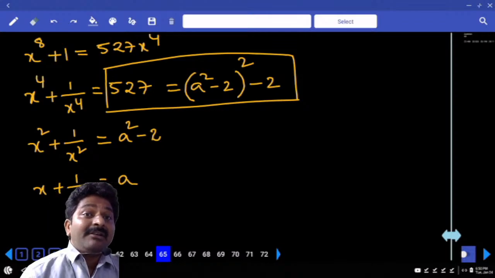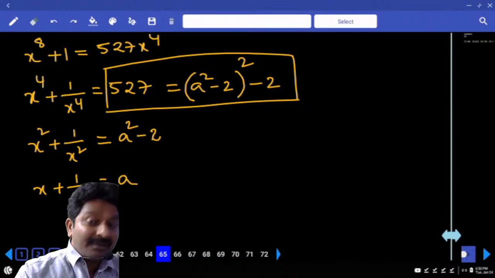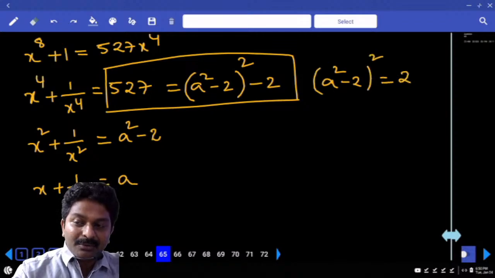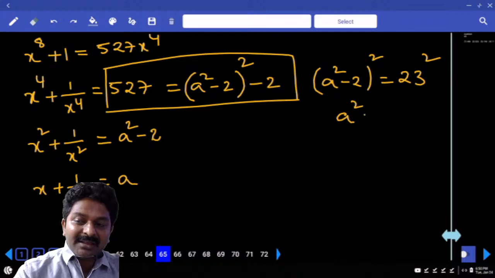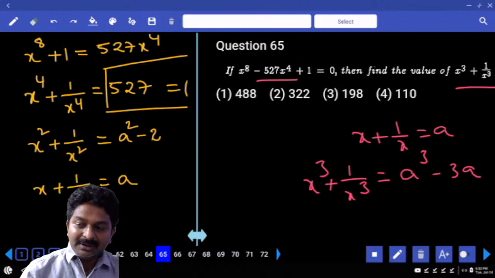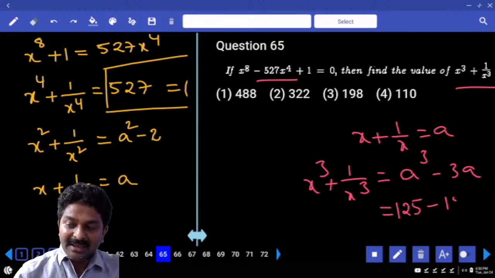That means a square minus 2 whole square is equal to 23 square. Squares get cancelled. Bases are equal. A square is equal to 25. A is equal to 5. Now we got the A value. Substitute here. A cube is 125 minus 3A, that is 15. Answer 110. Fourth option.